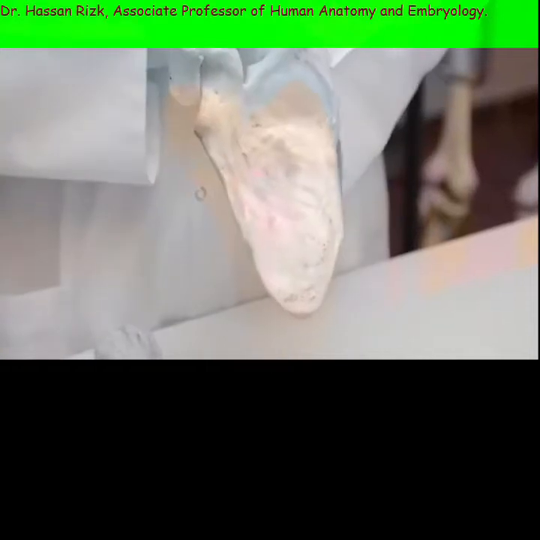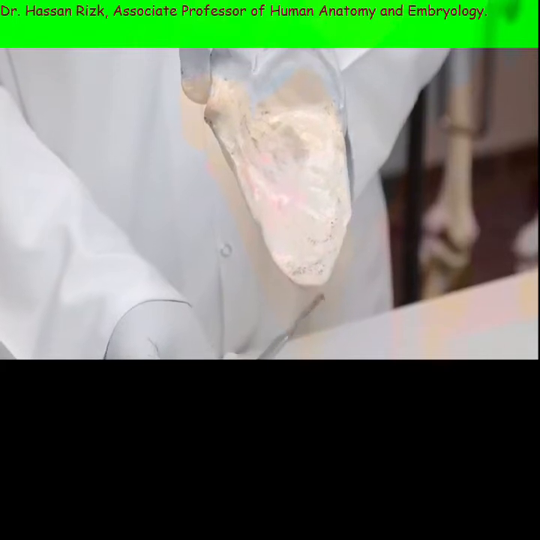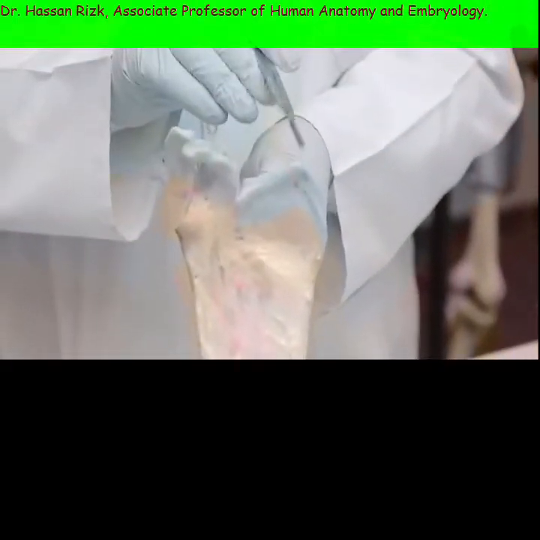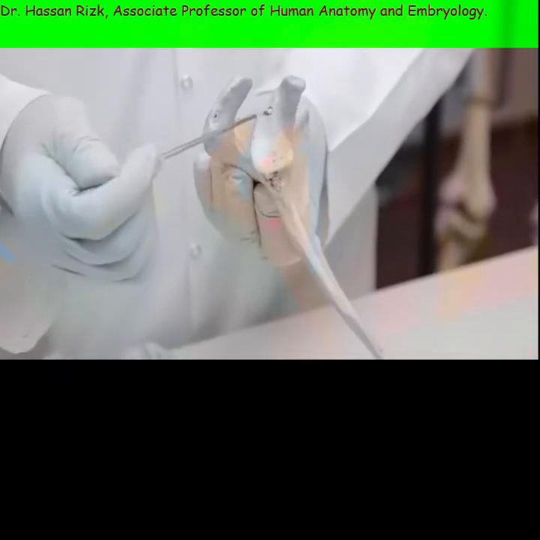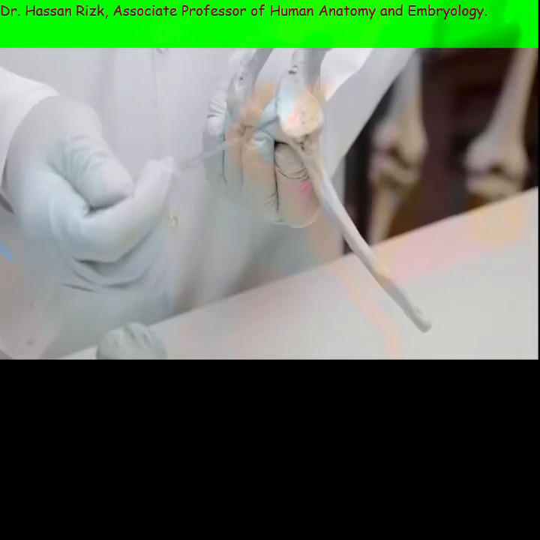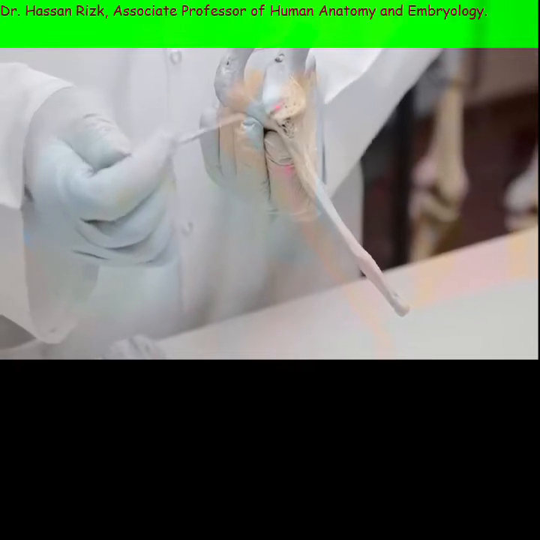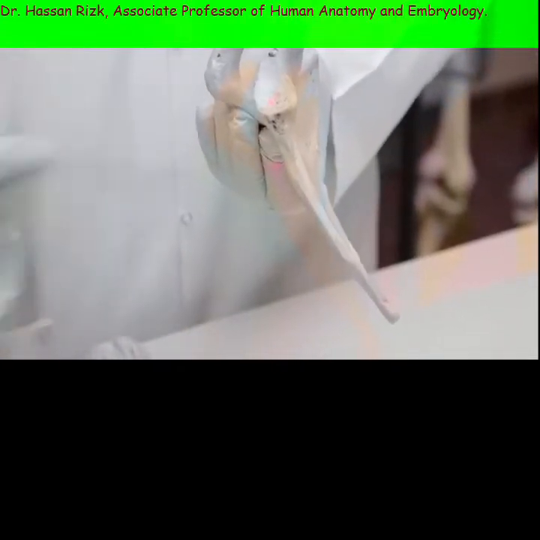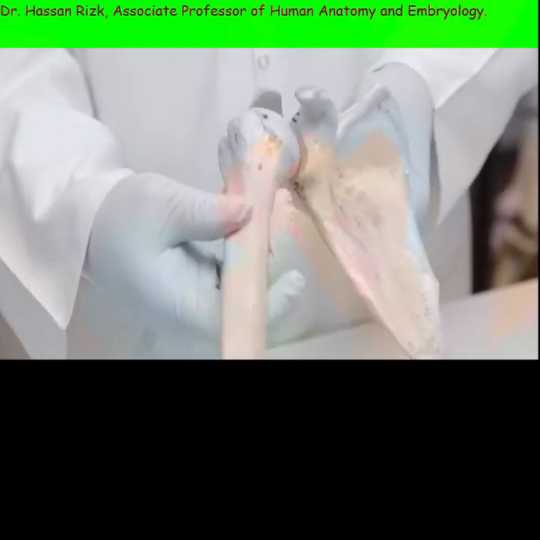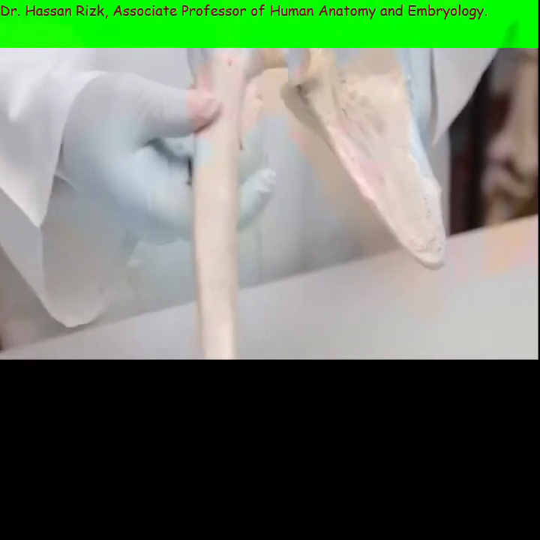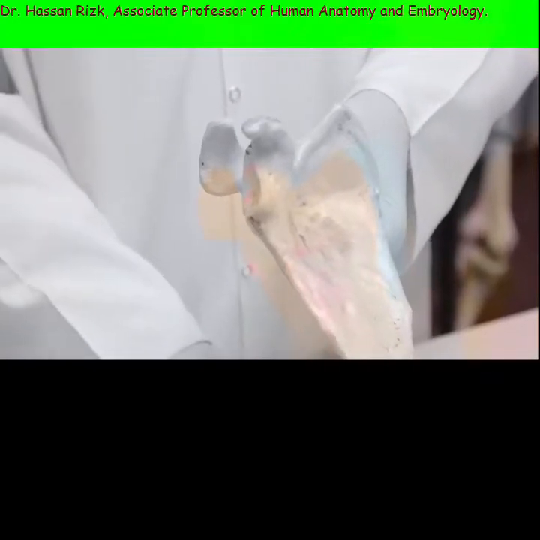Three angles for the scapula. This one is the inferior angle, this one is the superior angle or medial angle, and this angle is the lateral angle. And this angle has a specific name, which is known as the glenoid cavity. This glenoid cavity is for the articulation with the head of the humerus to form this joint, which is known as the shoulder joint.